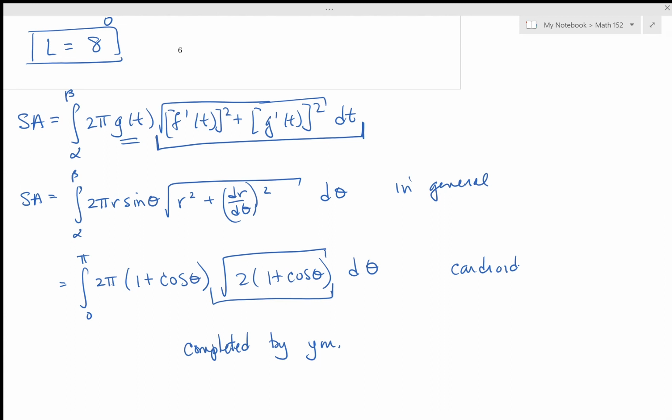Okay, I'm going to be back, and we're going to actually leave this topic and move on to a new topic, and that's going to be talking about some differential equations.